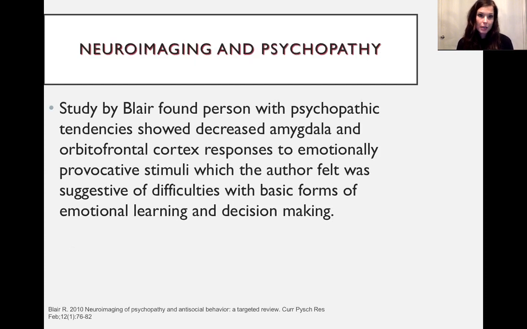Neuroimaging and psychopathy. A study by Blair found a person with psychopathic tendencies showed decreased amygdala and orbitofrontal cortex responses to emotionally provocative stimuli, which the author felt was suggestive of difficulties with basic forms of emotional learning and decision-making. So, there are actual differences in the brain here for antisocial personality disorders. And what I'm really hearing when I read this is there's a lack of empathy. So the inability in the brain to fire in a way that elicits empathy for another human.